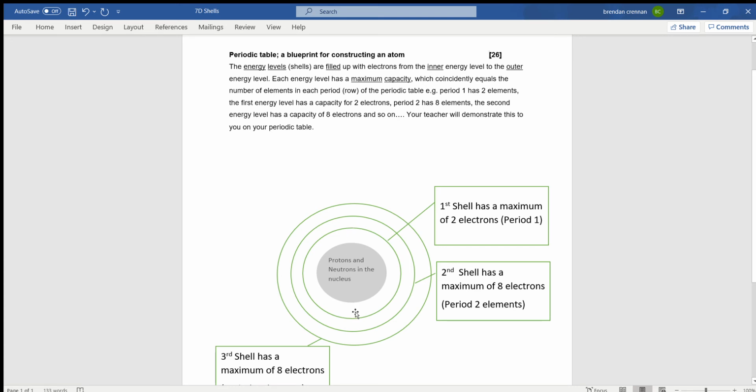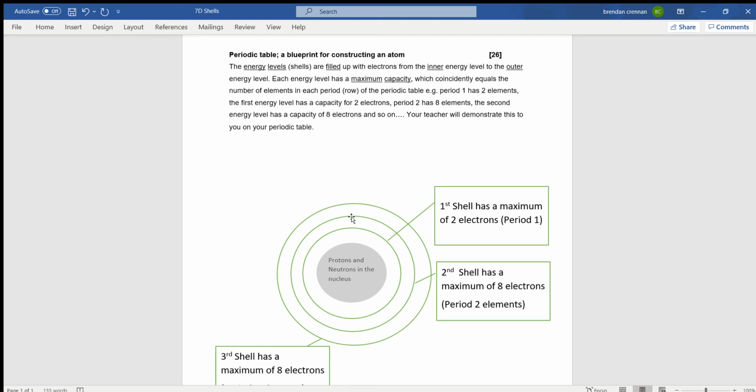When we go to period 2, the first element in period 2 is lithium. That has 3 electrons because it has atomic number 3. So here's your nucleus with the protons and the neutrons. So first 2 electrons fill up in the first shell. So 1 there, 1 there, that's 2 electrons. Then the second shell will have the third electron because you can only have 2 electrons maximum in shell 1.